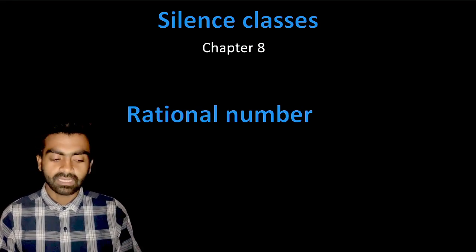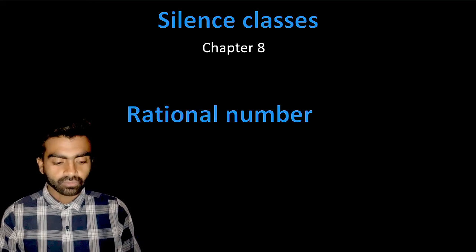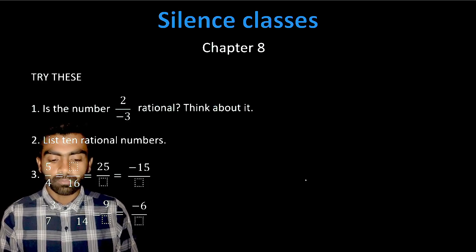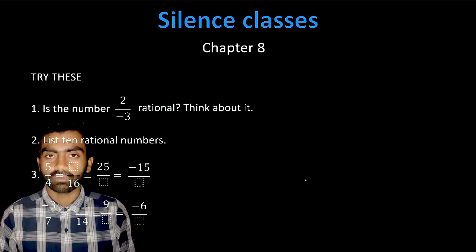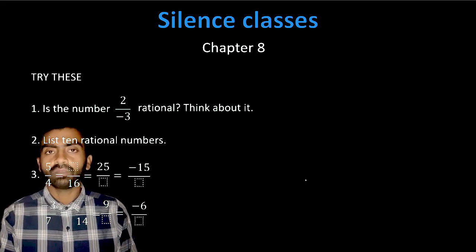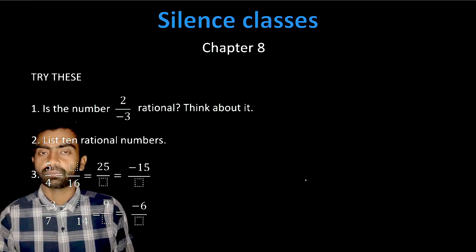So let's continue. First question of the Try These: is the number 2 upon minus 3 rational? Think about it. In the introduction part I have explained what rational numbers are. I'm telling you a little bit about rational numbers over here to solve this particular question.